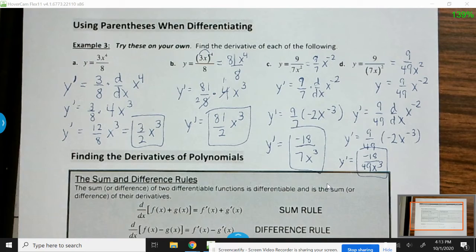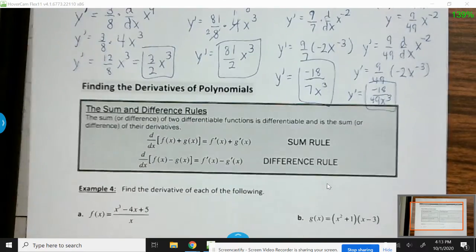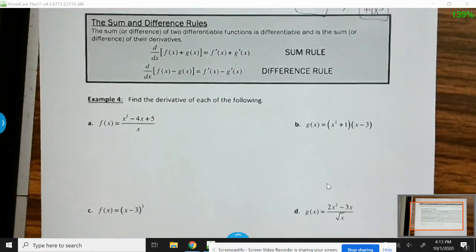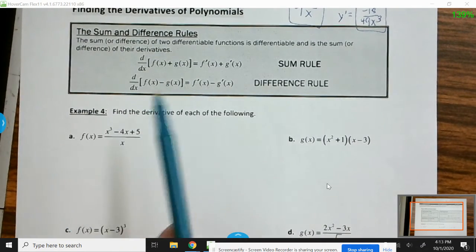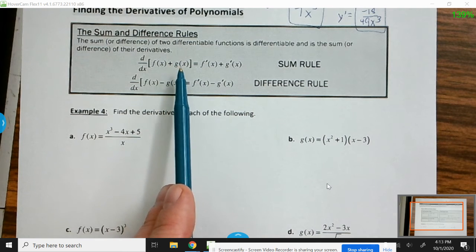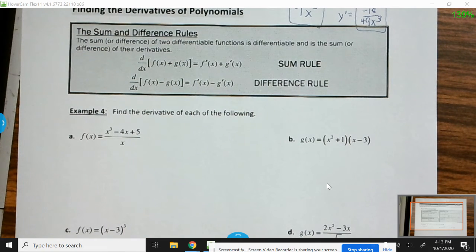All right, we will come back to these, and there's no difference, but the sum and difference rules are just ways that we break apart derivatives, sort of like we broke apart limits into just 2 or 3 or 4 sums or differences. We'll come back to those tomorrow and finish with some other topics.